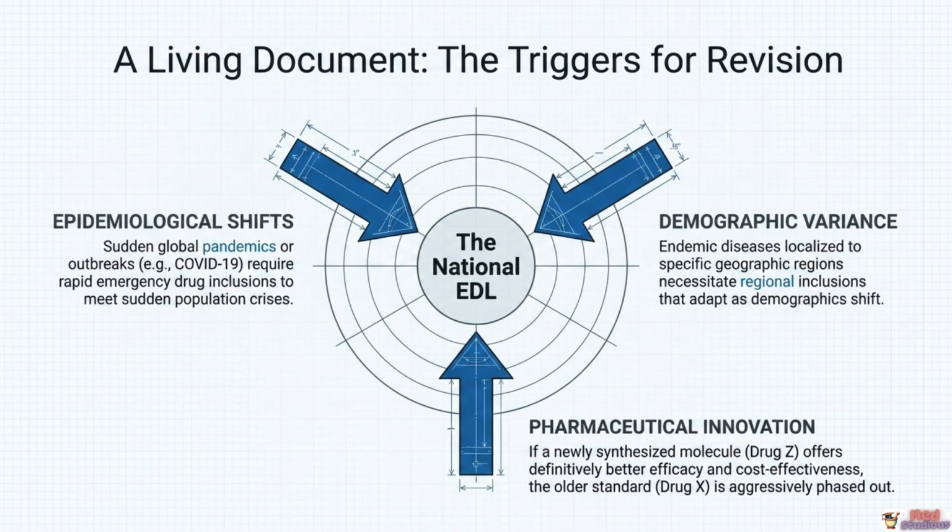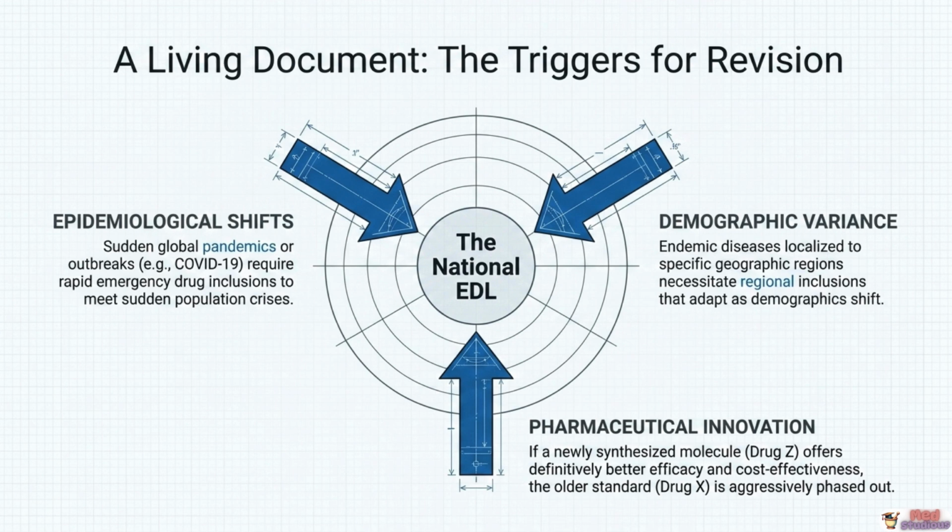The essential drug list is not a static monument. It is a living, dynamic document that must evolve continuously in response to the changing landscape of disease, demographics, and pharmaceutical science. 3 major categories of triggers can force a revision of the national EDL, sometimes outside of the standard 5 to 6 year cycle.